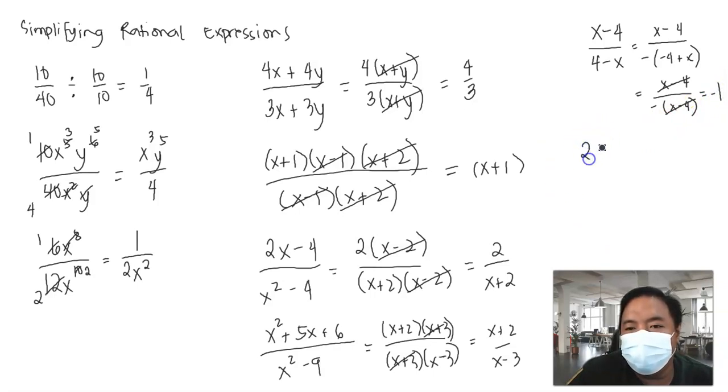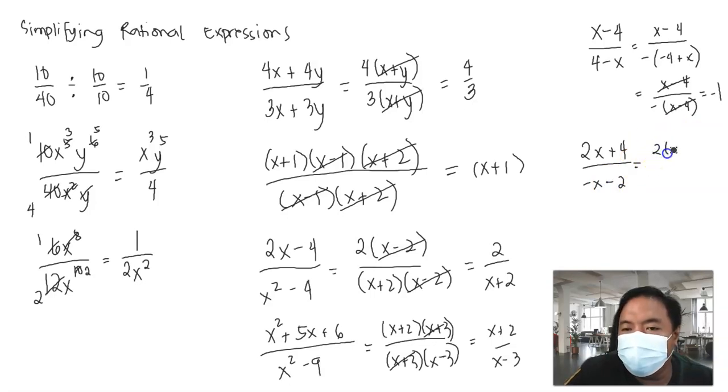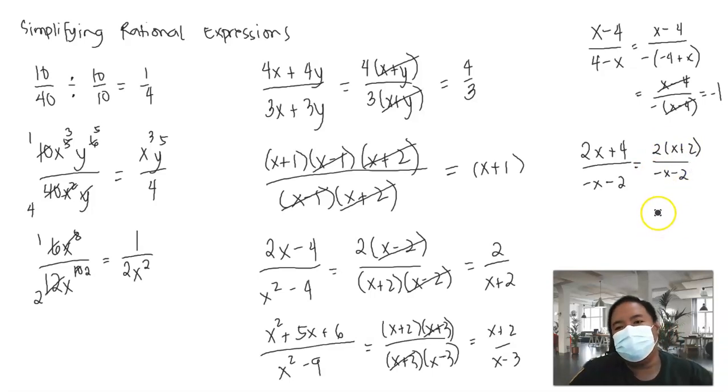Another, we'll have 2x minus 4, or rather 2x plus 4 na lang. And then, negative x minus 2. So, factor out, that will be 2x plus 2. And then, negative x minus 2. Hala, paano po yan, sir? Magkaiba na naman yung signs nila pareho, kahit pareho yung terms. Pwede po bang maglabas ng negative?